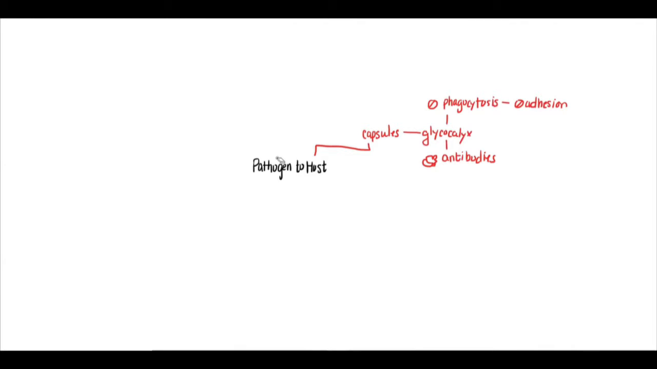Here are 5 examples of bacteria and their diseases. These bacteria are able to form capsules.